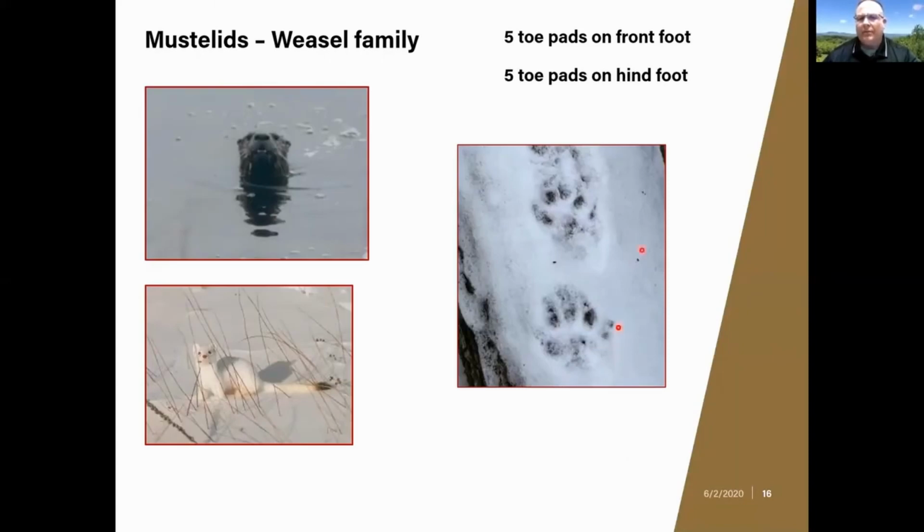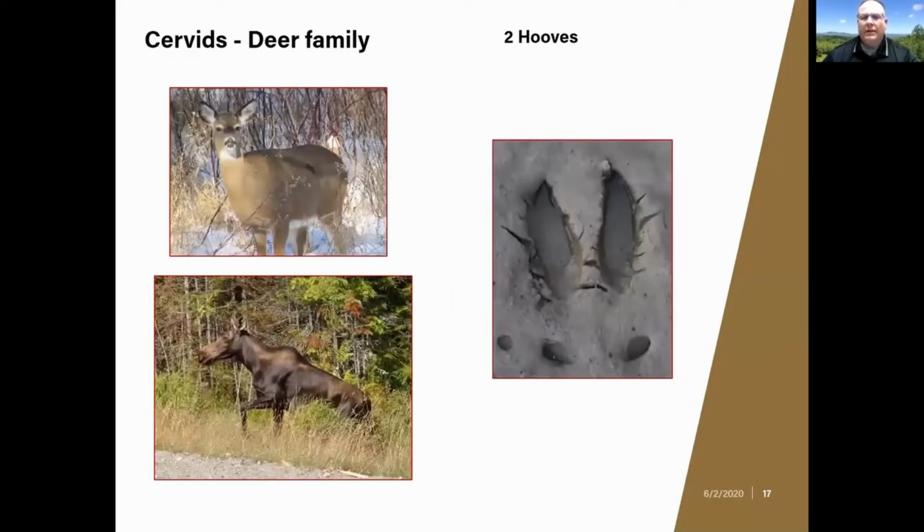And I'll get to some more characteristics at the end of the show to really help you nail that down. But in a perfect track, which they don't always leave, the weasel family has 5 toes in the front, 5 toes in the back. And they often show nail drive.